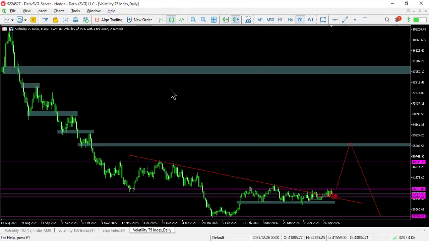And then for VIX 75, I've already analyzed it. I don't want the video to be very long. VIX 75 is in a downtrend. The overall trend is bearish. However, right now you can buy the retracement until that level, and then look for selling opportunities when price gets to this level.